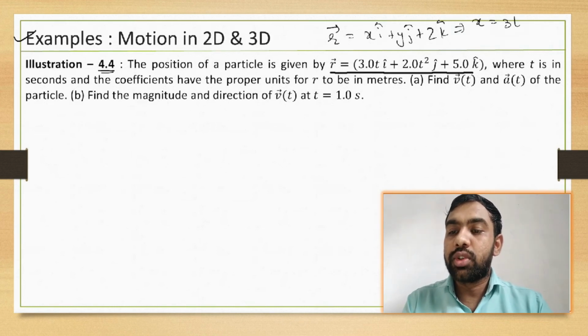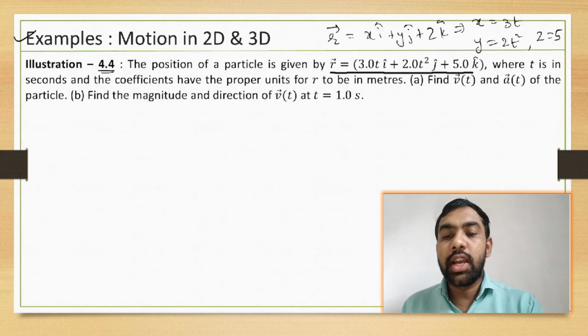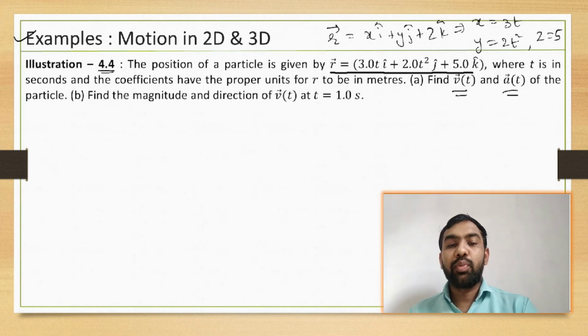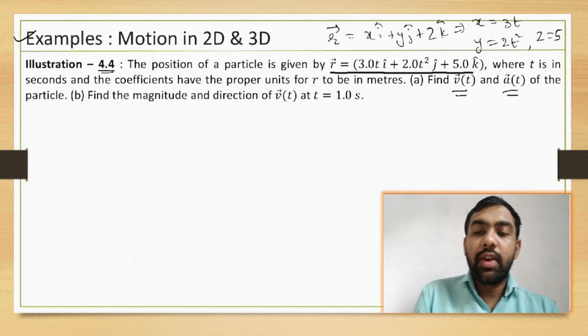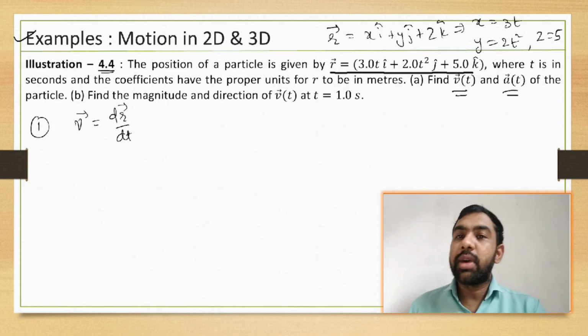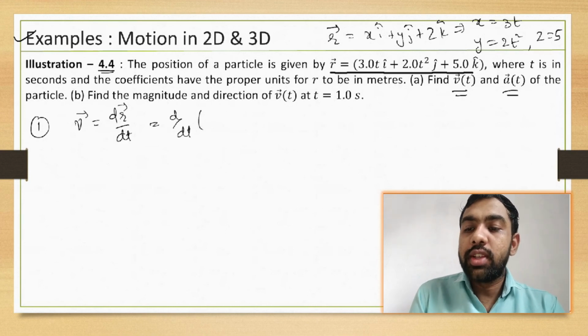So x is equal to 3t. What is y? y is equal to 2t square. And what is z? z is equal to 5. Means you are getting this answer by comparison like this, where t is in seconds and coefficients have their proper units. Find the v of t and a of t. Very simple. So first one, what is v actually? So v is equal to dr by dt. So put it, so d by dt of what is r?